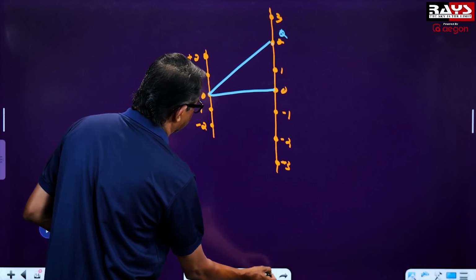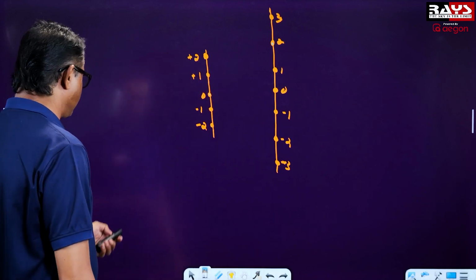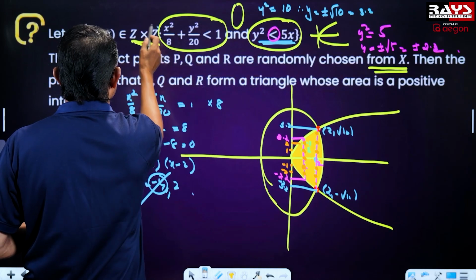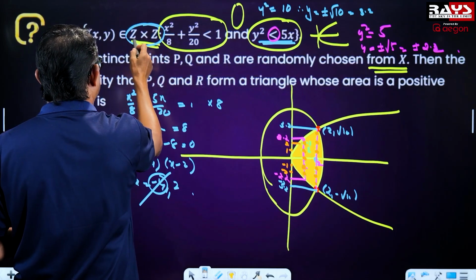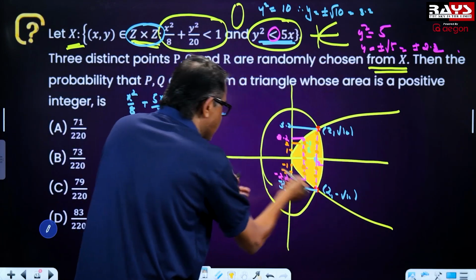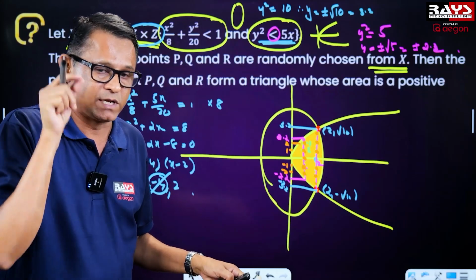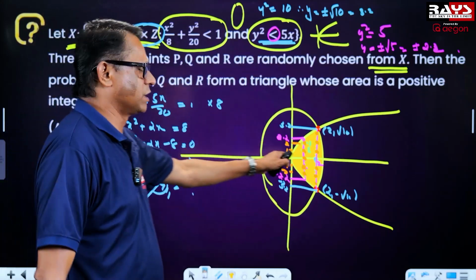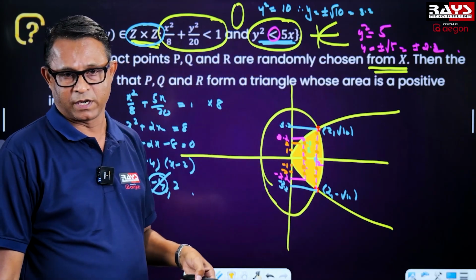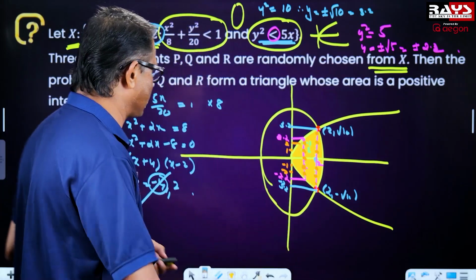what is given. The area should be a positive integer, and it is Z cross Z. So we are considering the inside area. All the points should be integers. That is why we are not considering any decimal points. We take only the integral points, integer points. That is why I have chosen 1, 2 like that. So we don't consider any fractional points, decimal points.